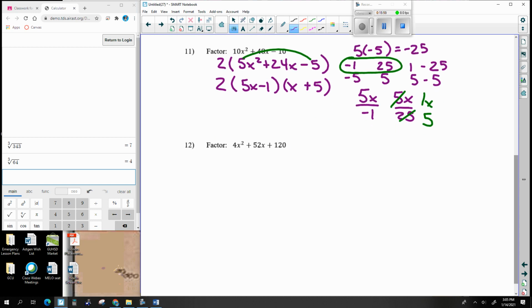Here I can factor out a 4. So that leaves an x squared, 13, and a 30. So this is now a simple ABC with the multiplication number being 30.